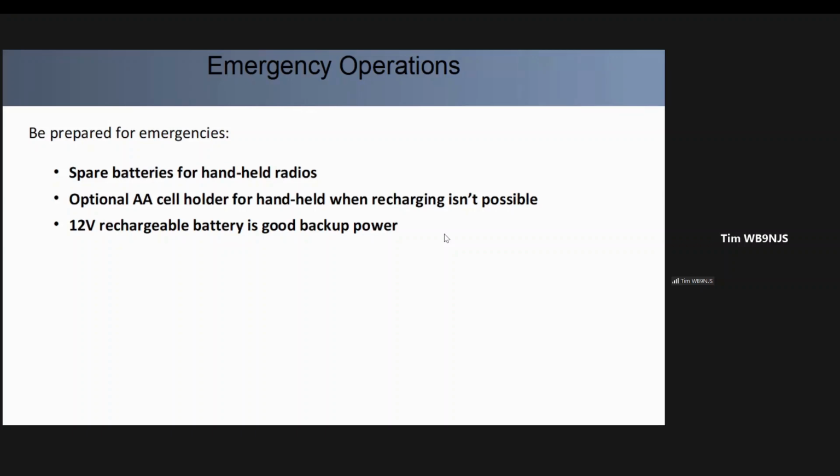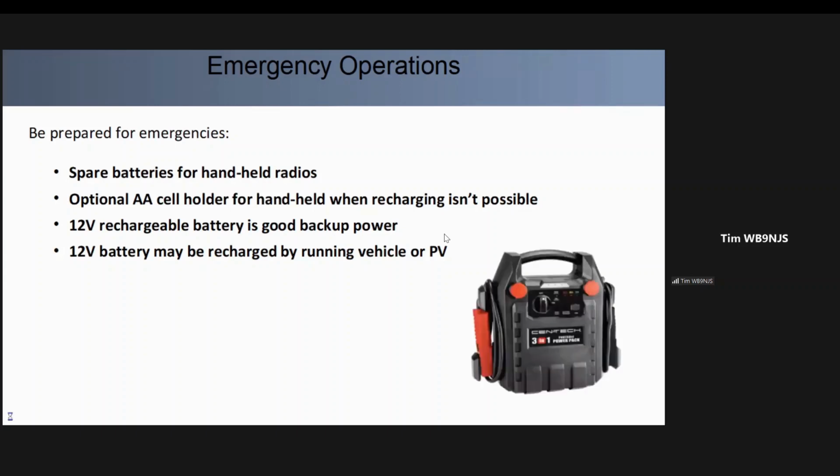Another good idea is to keep a 12-volt rechargeable battery as part of your station as a good power backup, since most of our equipment runs off 12 volts. One of the things you might also be able to do with that 12-volt battery is recharge it in many instances by connecting it to a running vehicle and charging it off the vehicle's charging system, or photovoltaic or solar cells.